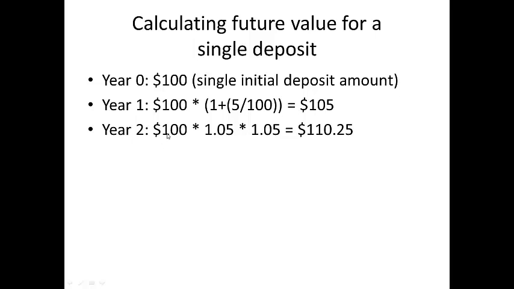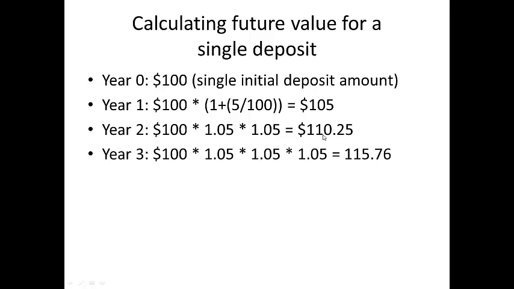At the end of year 2, your $100 will accumulate the interest at the end of the first year, and that entire amount will also then accumulate an additional 5% interest at the end of the second year. So the total balance that you have at the end of the second year is $110.25. Similarly, at the end of the third year, you multiply your initial amount with 1.05 raised to the power 3, or you multiply it 3 times to get $115.76.